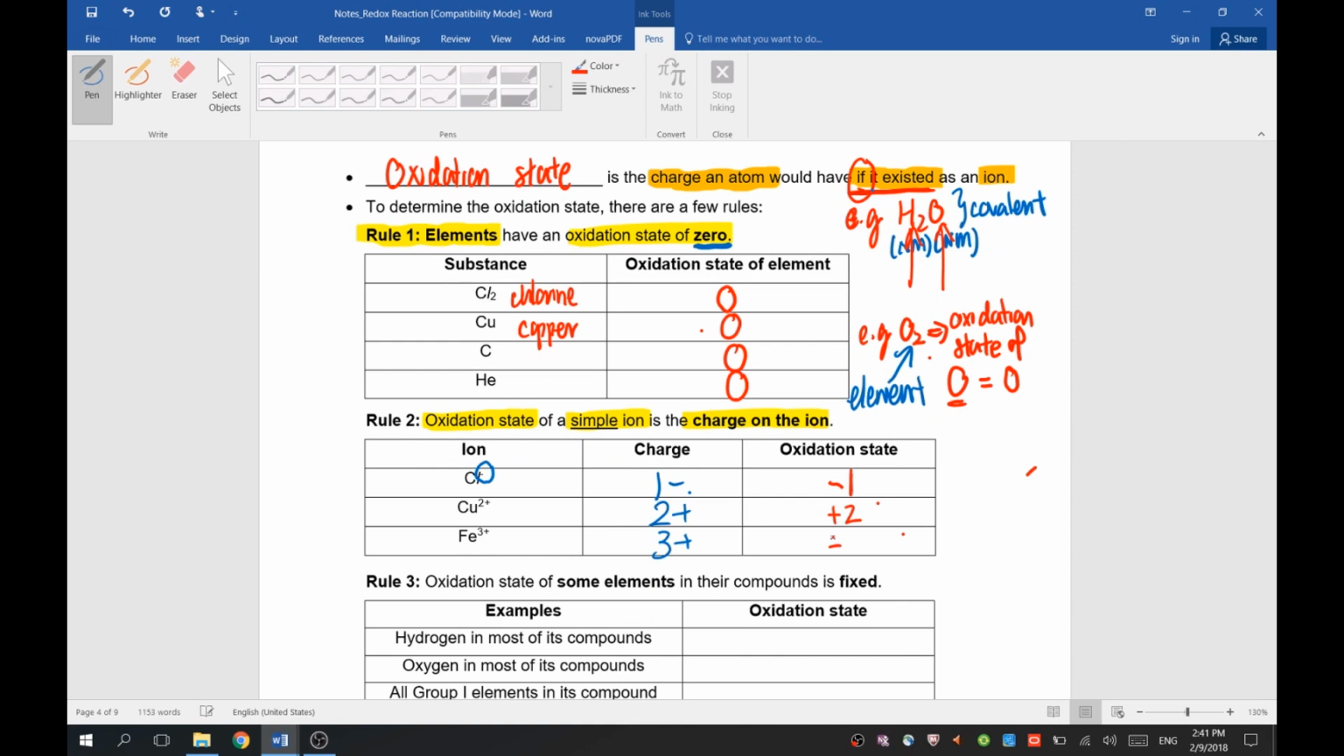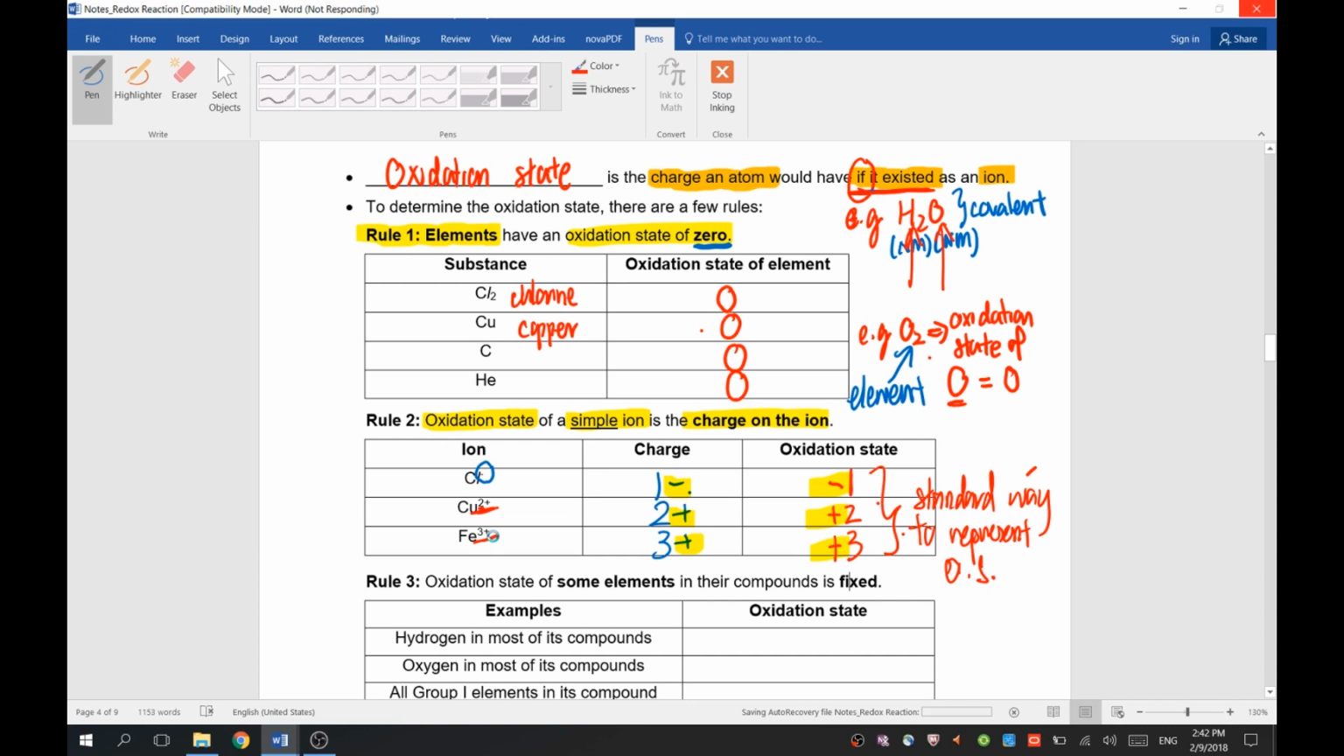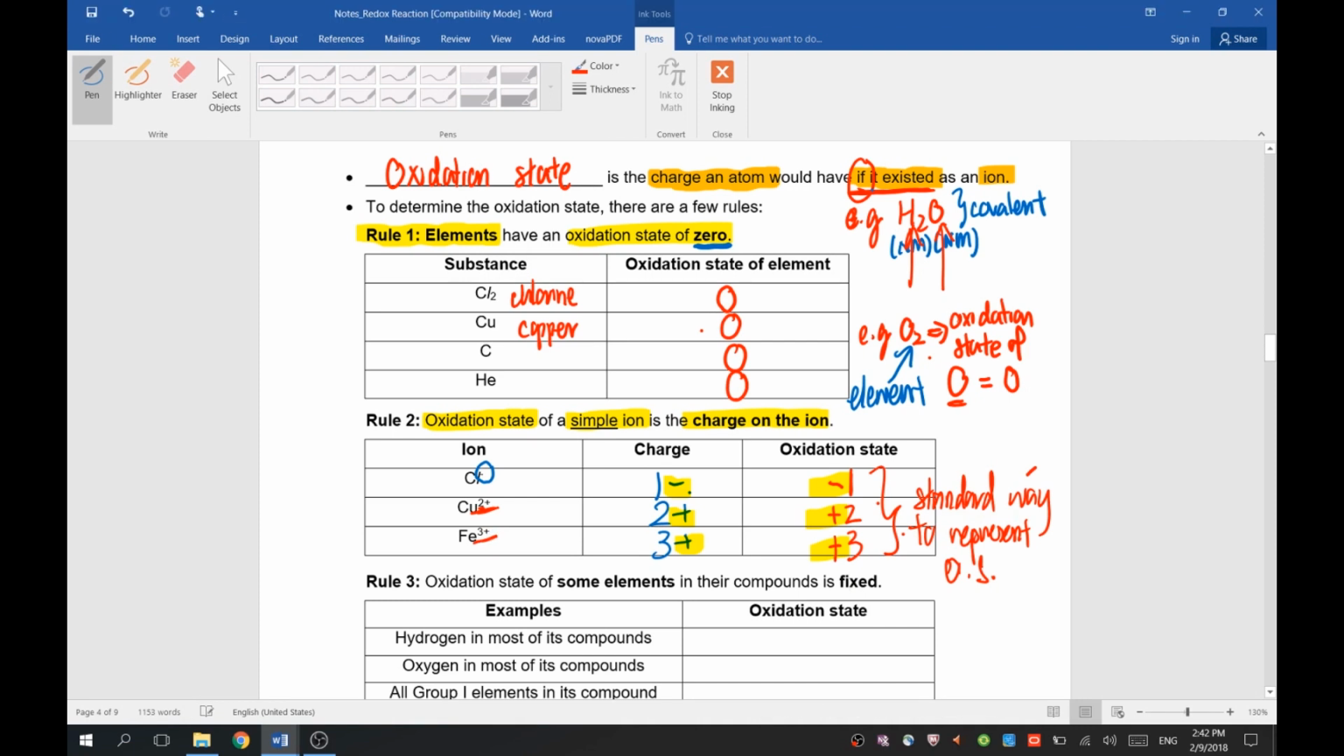Do you notice something weird? I think most of you have noticed that the charge now moves to the front when you talk about oxidation state. This is the standard way of representing oxidation state. I'll just write OS for oxidation state. That means the symbol, whether positive or negative, should come in front, followed by a number. This is very different from how you write the charge, where you always write the number first, followed by the sign. But for oxidation state, it's a bit special. So you might want to take note of rule number 2, because it's quite different from how you usually write the charge of the ion.